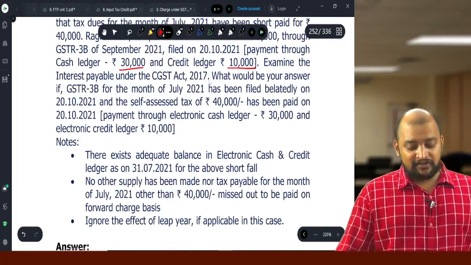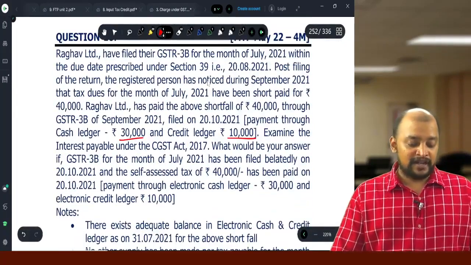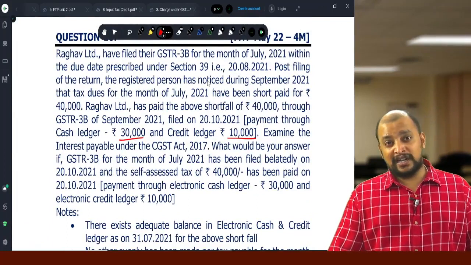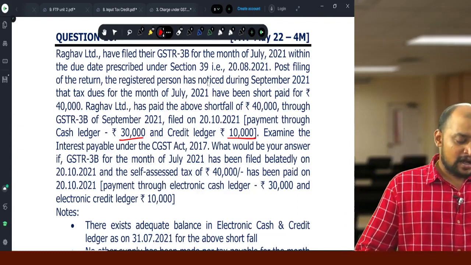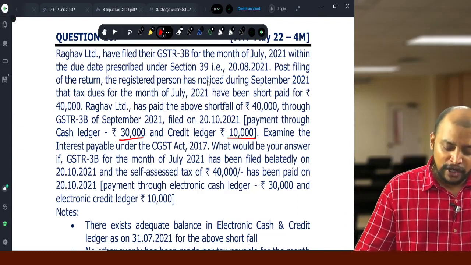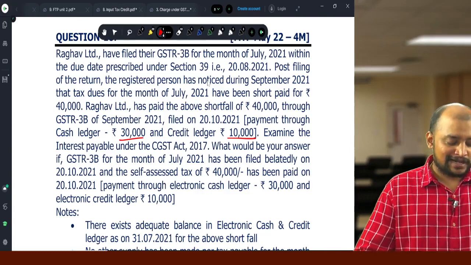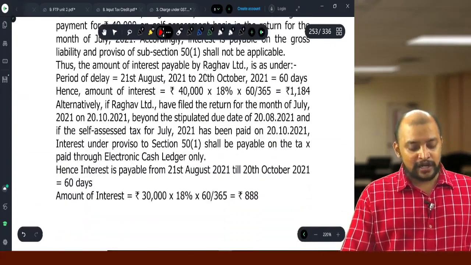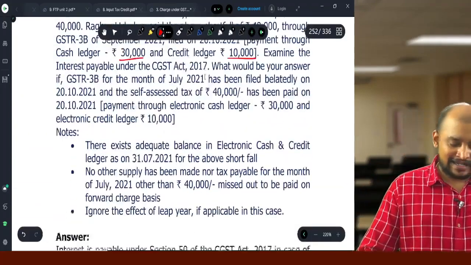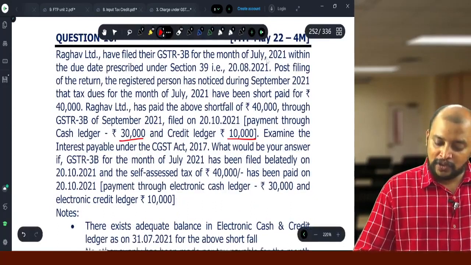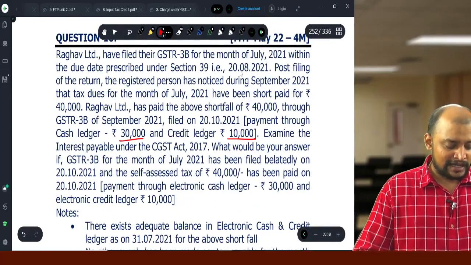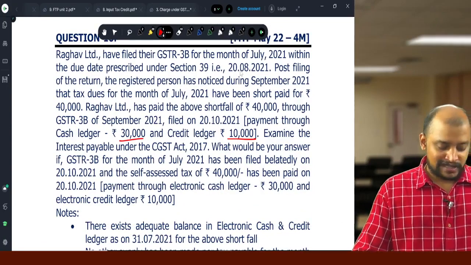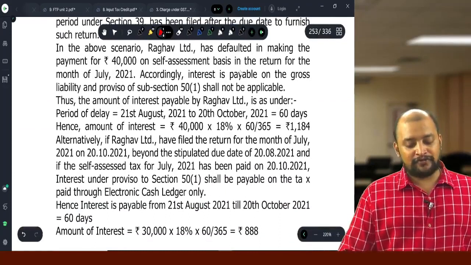And that interest will be computed from when? So what is the due date? This pertains to which month? July. For July it is 20th August. So from 21st August, 11 days. And when you are filing on October 20th, so September 30 days, October 20 days. So for 61 days we need to compute interest. How 61 days? For July, 20th August, so 11 days in August, 30 days in September, 20 days in October. So therefore, for 61 days, we need to compute interest on 40,000.